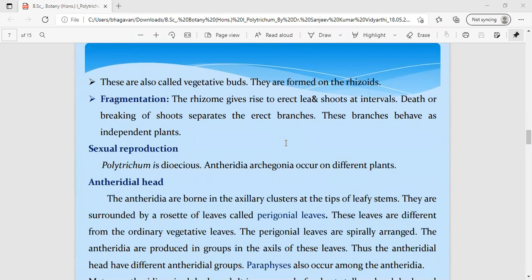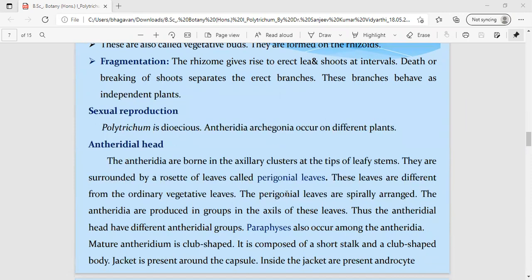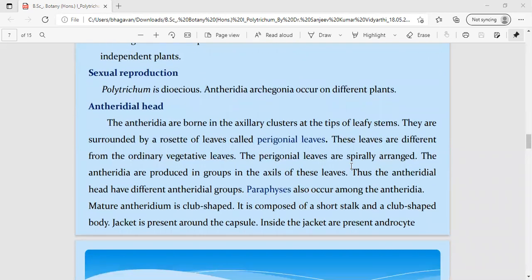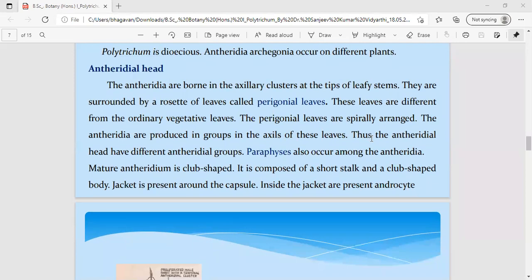Now when we go for the sexual reproduction, we already discussed that polytrichum is a dioecious plant. That is, an antheridial plant, a male plant, and a female plant; they are separate from one another. The antheridial plant can be identified with the help of a peculiar antheridial head at the main axis. So what is this antheridial head?